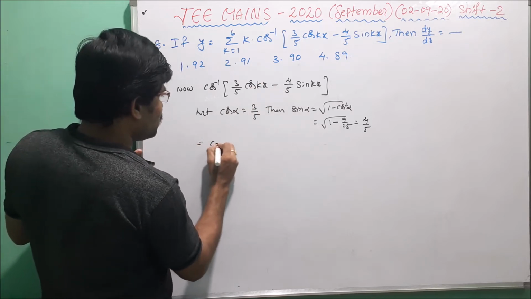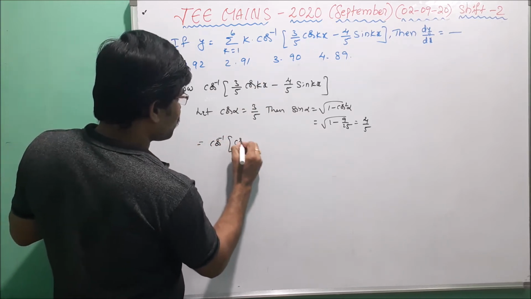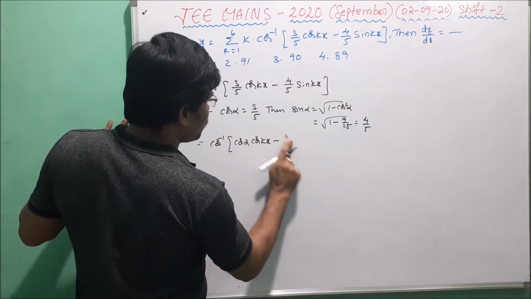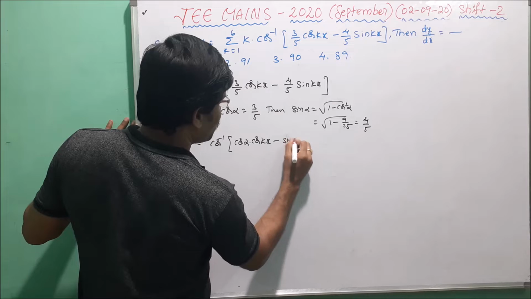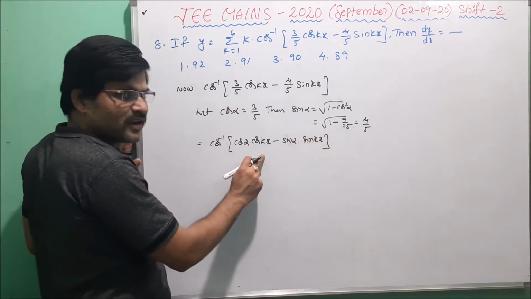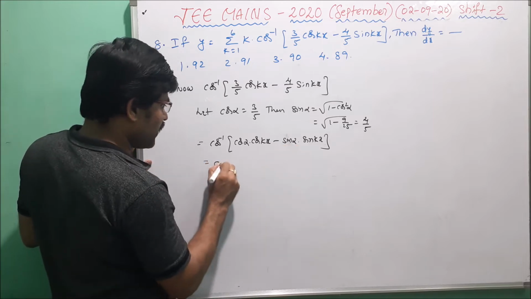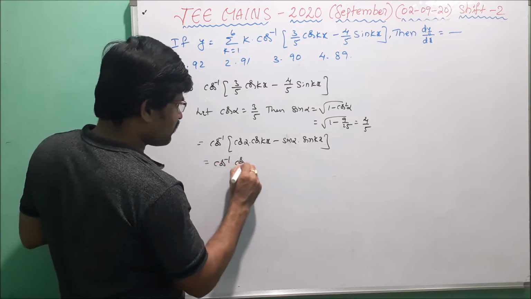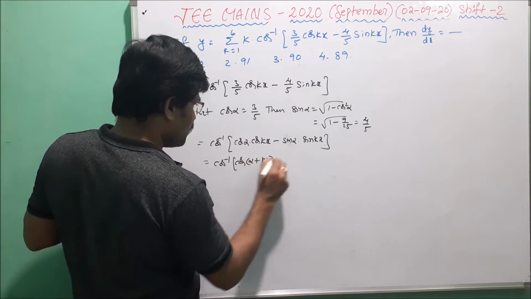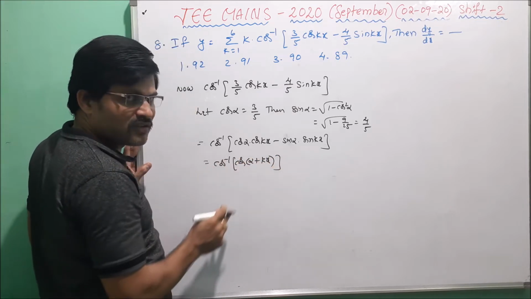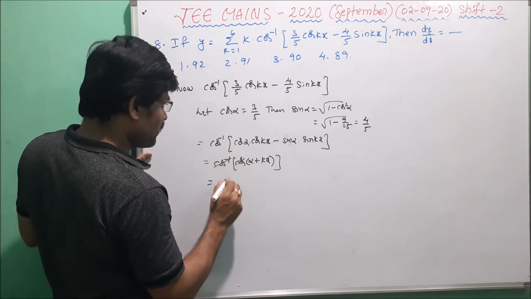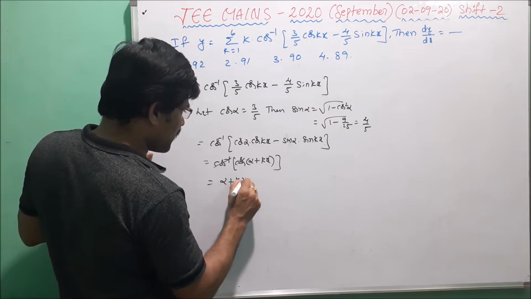So here we write cos inverse of (cos alpha into cos kx minus sin alpha into sin kx). This is the form of cos A cos B minus sin A sin B. Now we write cos inverse of cos (alpha plus kx). So this is cos inverse of cos theta. Here cos inverse and cos cancel. The remaining value is alpha plus kx.